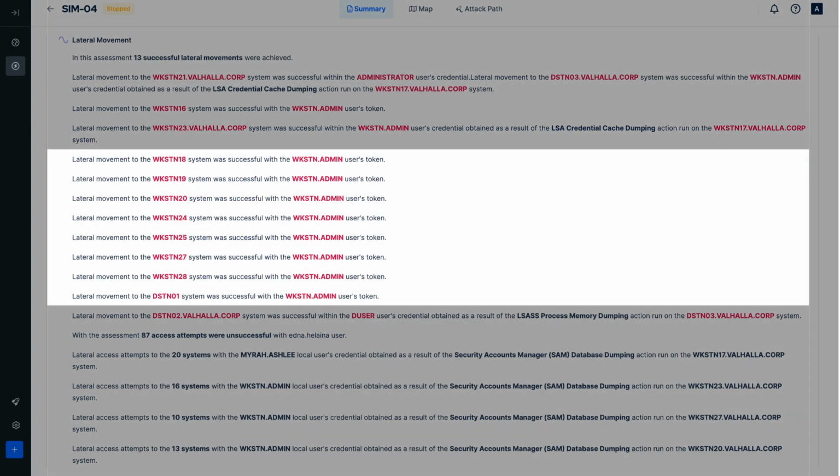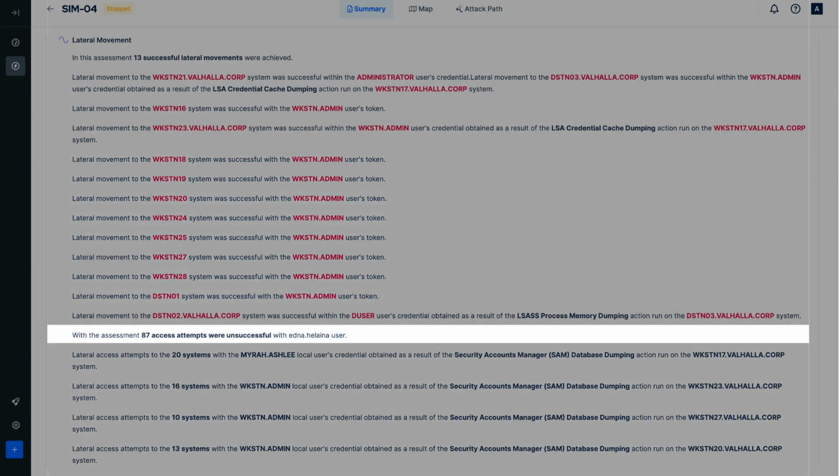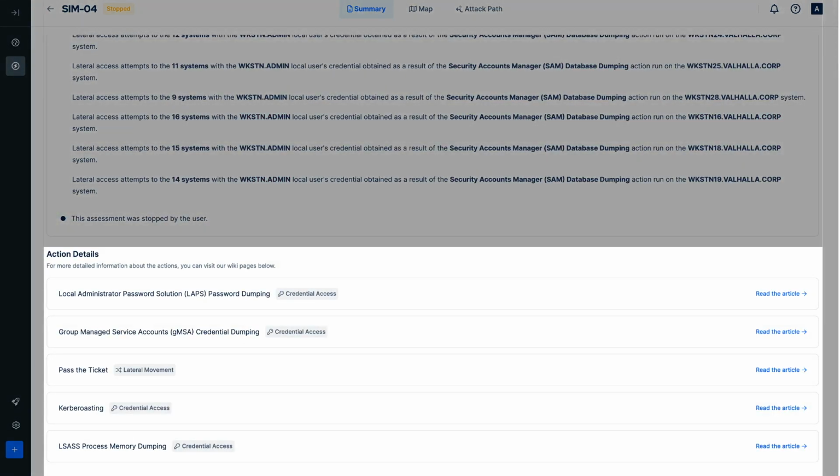You can also see that Picus APV made unsuccessful access attempts to 87 different systems with the user Edna Helena. These findings clearly show that having the same user accounts on different systems makes lateral movement attacks easier for adversaries. In the Action Details section, Picus APV provides reference documents explaining critical actions taken during the assessment. In these documents, you can find detailed detection and mitigation methods for these actions.